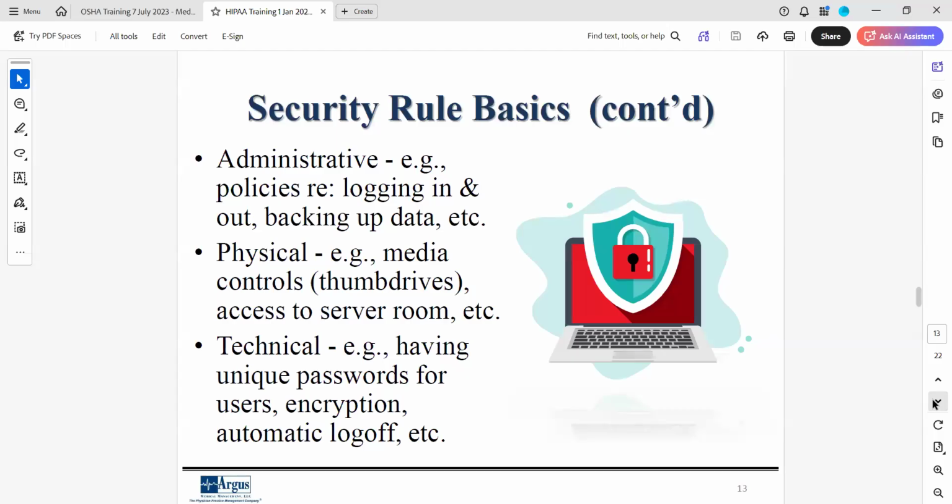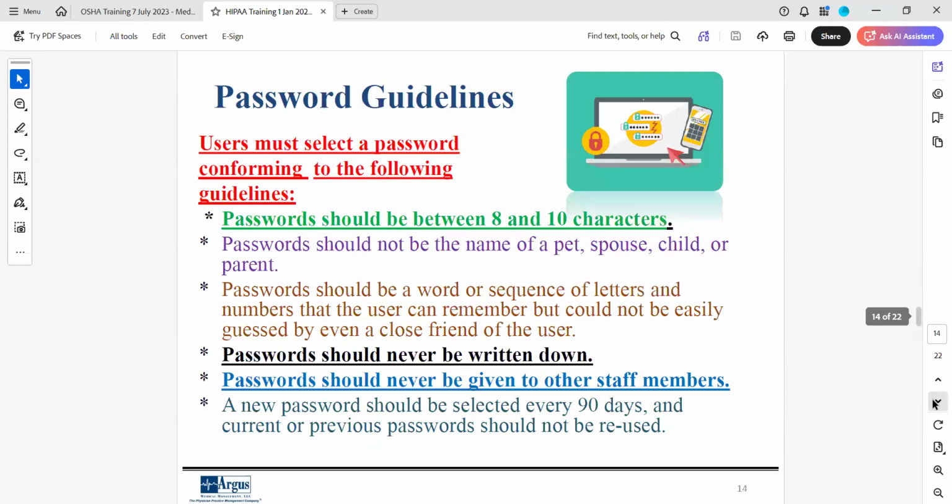Passwords are never to be shared, and there's encryption put in place, and there are automatic log off measures on your systems so that if somebody walks away, nobody can walk up and get access to information under somebody else's name. Let's talk about password guidelines because this is a tricky one.